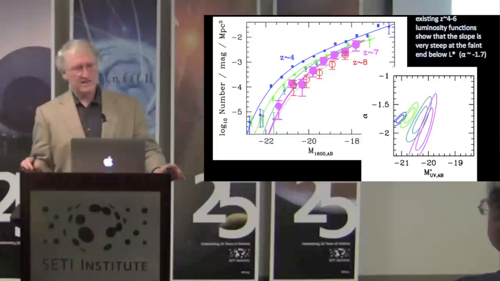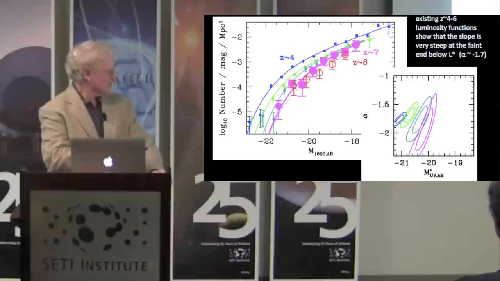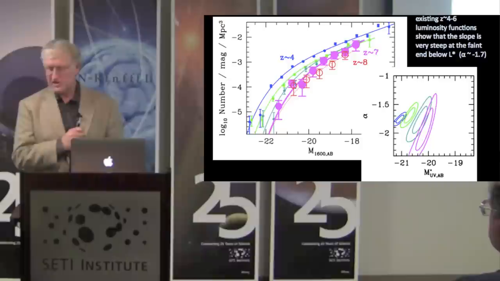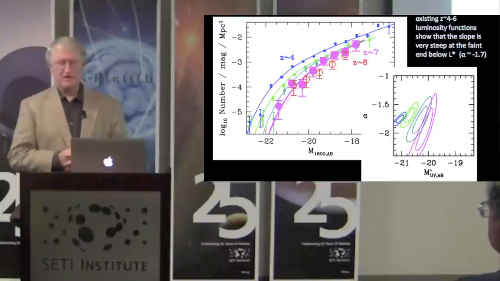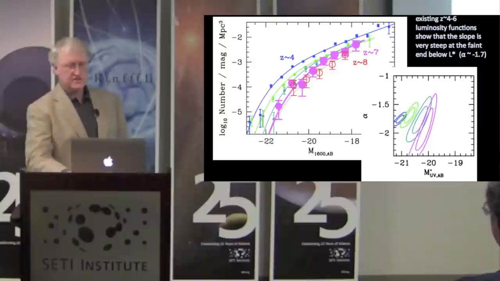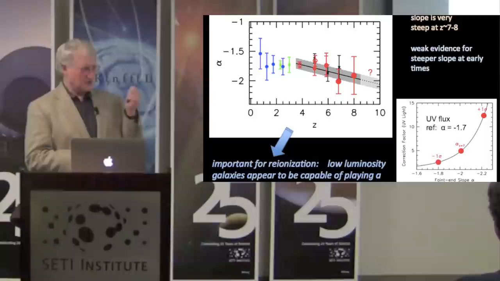We think that part of the solution lies here, that these slopes are so steep that, if you continue this, and theory suggests that you can go down to minus 10 and still have lots of objects. Below that point, feedback from supernovae, from winds from massive stars, destroy objects. But if you integrate this down to minus 10, you get an awful lot of UV flux. And it turns out that this is particularly so if the slope is a little steeper.